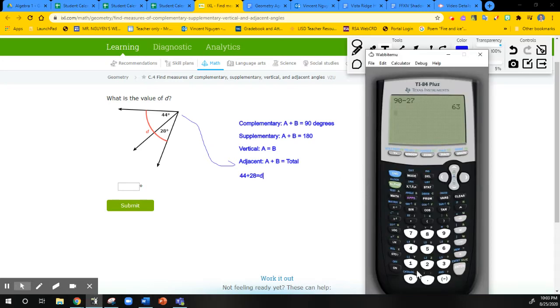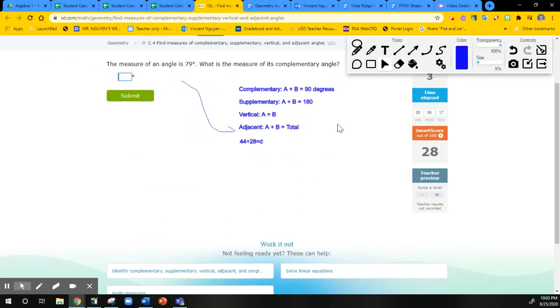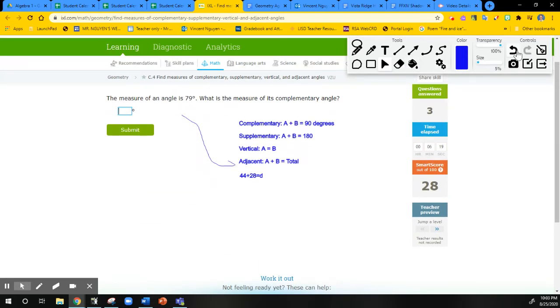And then you can go to your calculator and you can start adding them, right? 44 plus 28. And that's going to give you 72. So the total here is 72. So we're going to go over here and we're going to type in 72 for our answer box. Okay. Awesome.